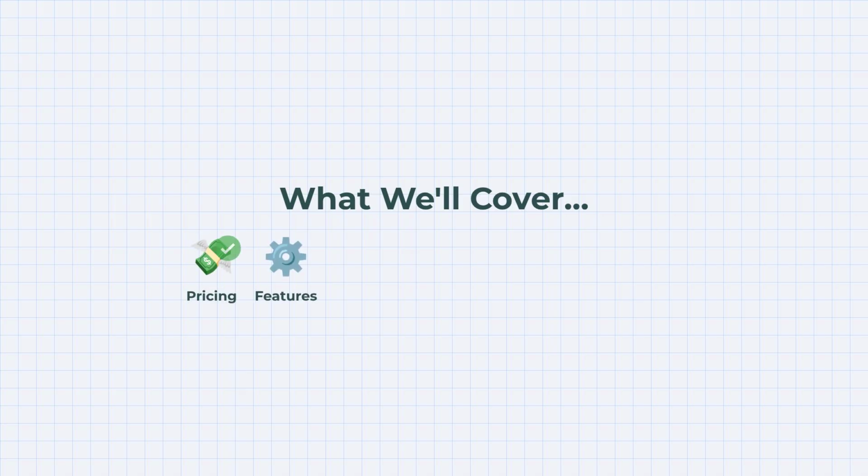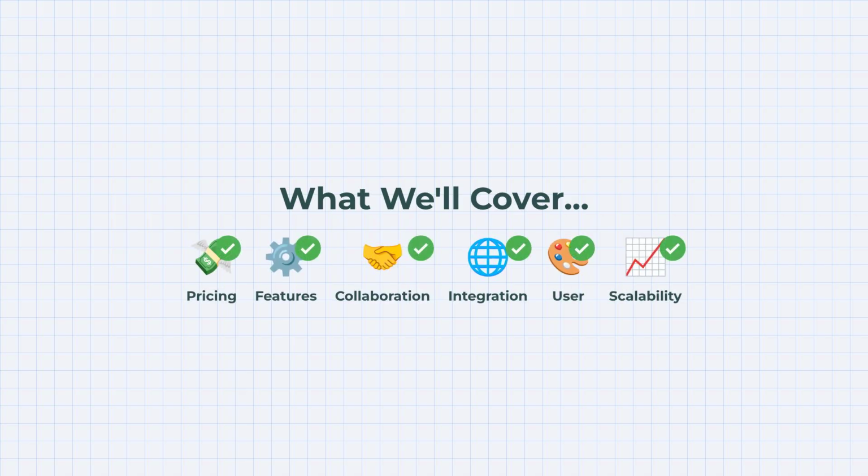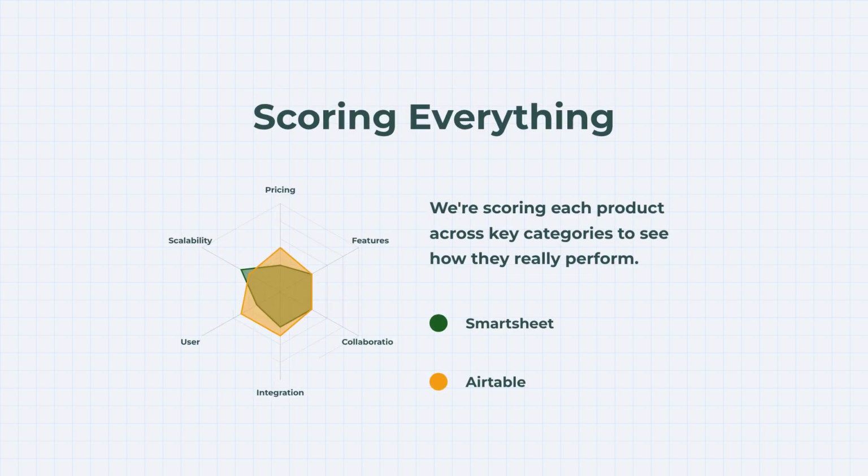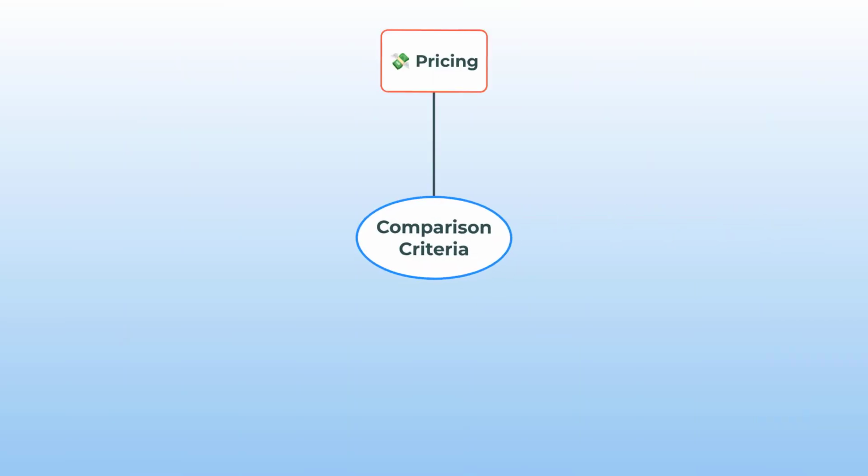Today, we're testing them where it counts. Collaboration, customization, pricing, integrations, ease of use, and more. Forget the marketing hype. We're breaking down what actually matters for real teams. Each feature earns its score, so by the end, you'll have a clear winner based on the facts. And believe me, the final verdict might surprise you. Let's get into it. Alright, here's the game plan.